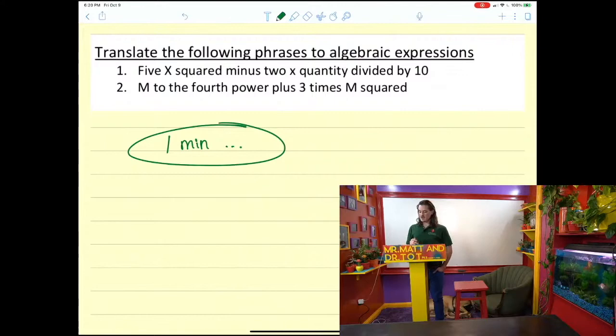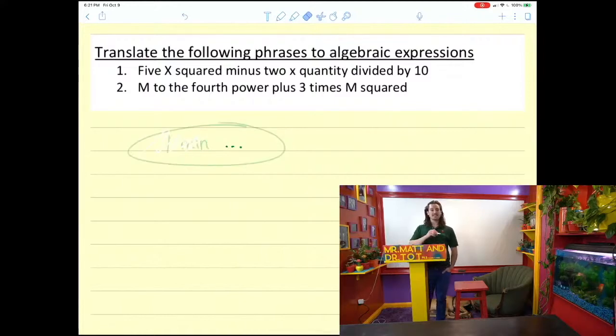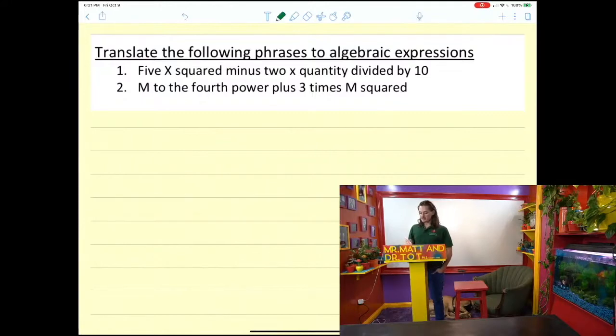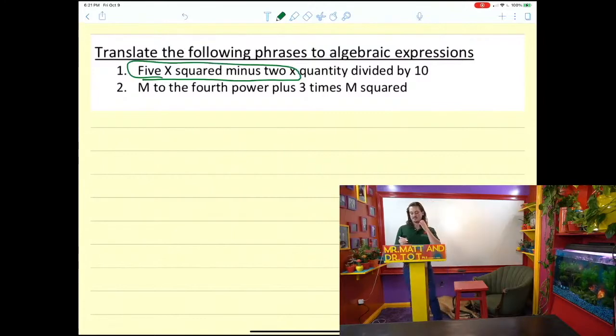Okay, so number 1, 5x squared minus 2x quantity divided by 10. So that quantity divided by 10, that means this whole thing is a group. That whole thing is entirely together in the numerator. So we'd have 5x squared, so 5 times x to the second power, minus 2x, so subtract 2 times x, quantity over, or quantity divided by, meaning 5x squared and negative 2x are all divided by 10. So that would be the answer to the first question.